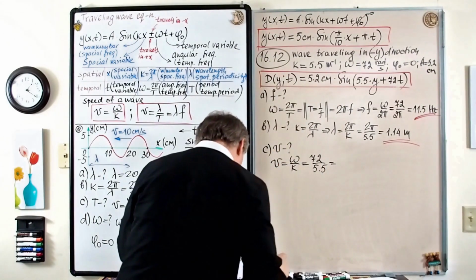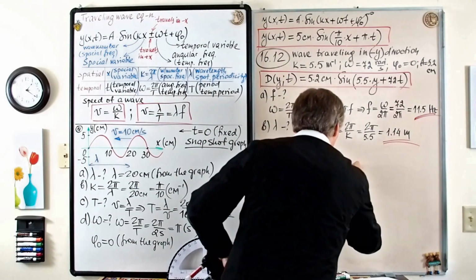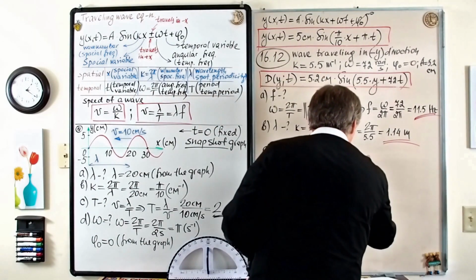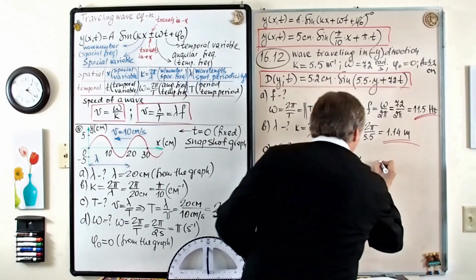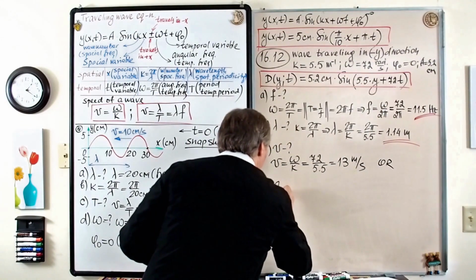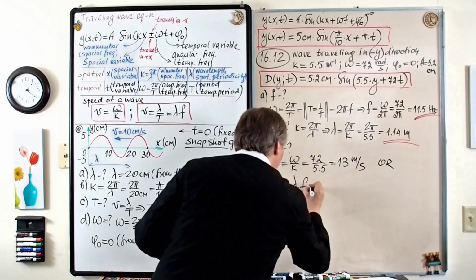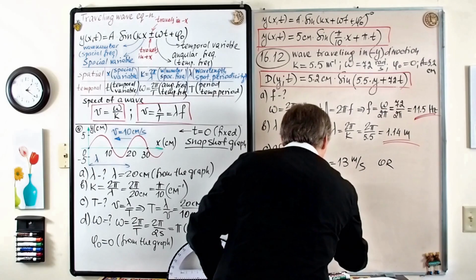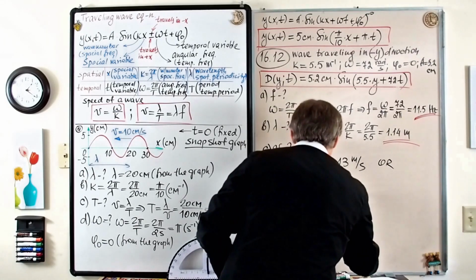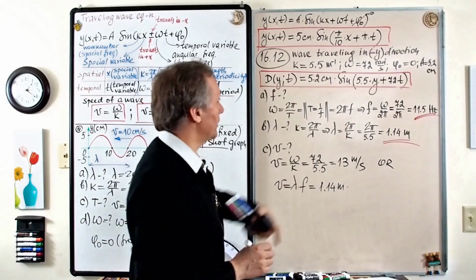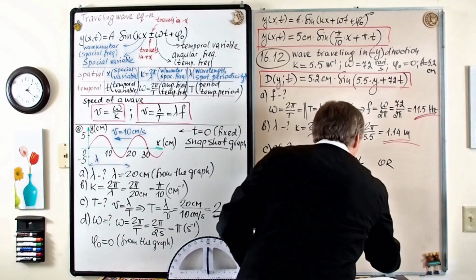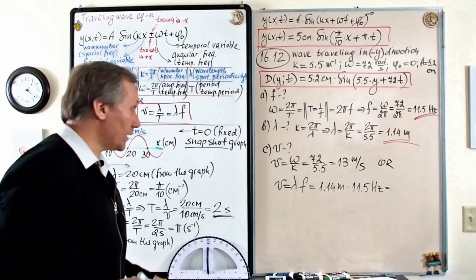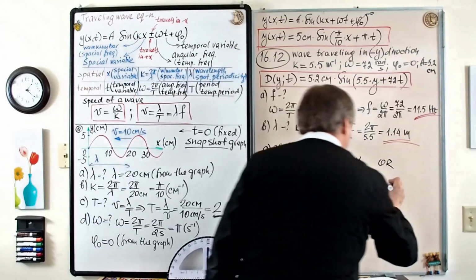And if you calculate it, you will get 13 meters per second. Or V equals lambda f, right? Lambda is 1.14 meters times f, and frequency is 11.5 hertz. Again, you will get 13 meters per second.